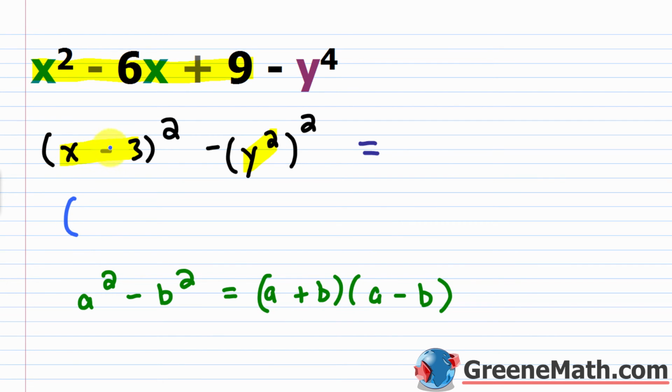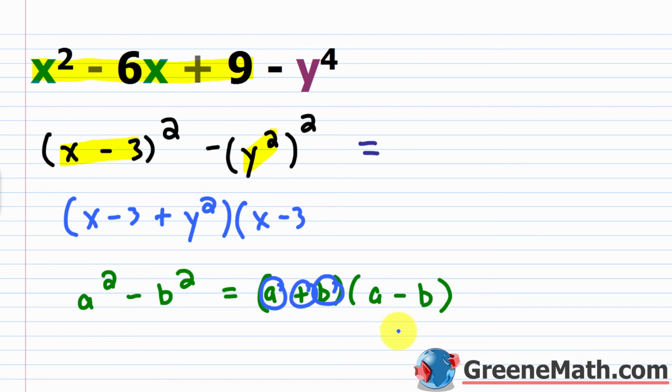So my a part is x minus 3, so I'm just going to write that, x minus 3, okay, just like I have here. Then I have a plus sign, so I'm going to put a plus sign. Then I have my b, which is y squared, okay, that's all it is. Then I'm going to open up another set of parentheses. My a, again, is x minus 3. And then now I'm going to have a minus, so I'm going to put a minus. And then my b is y squared, okay?